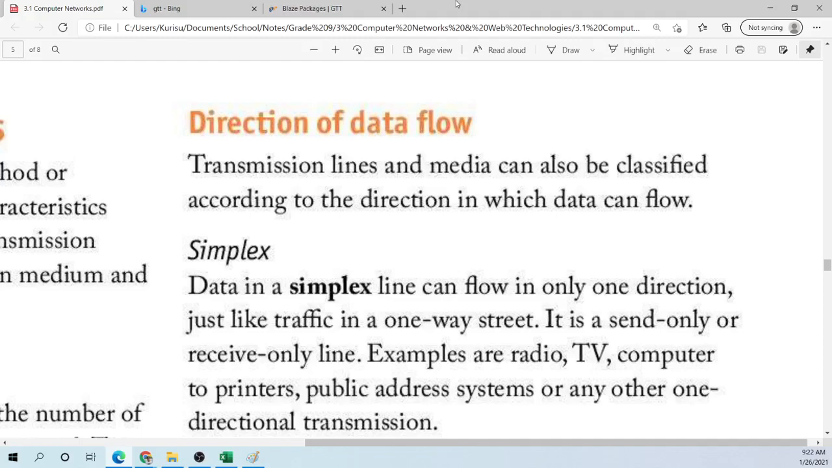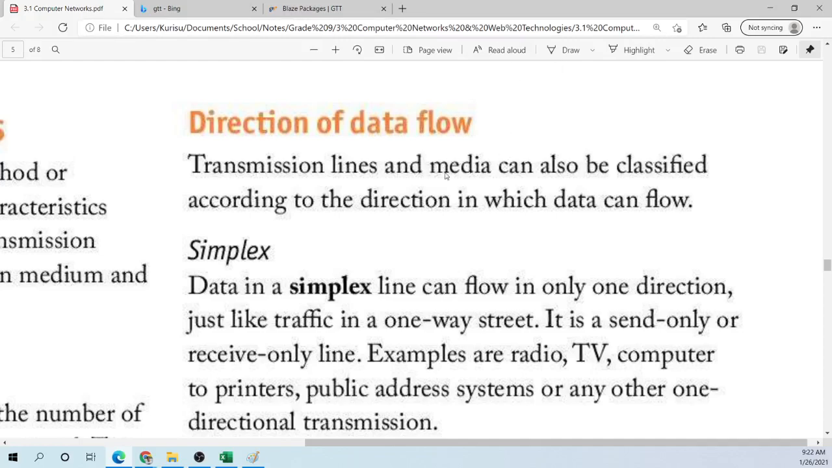Direction of data flow. Transmission lines in media can also be classified according to the direction in which data can flow. Simplex. Data in a simplex line can flow in only one direction, just like traffic in a one-way street. It is a send-only or receive-only line. Examples are radio, TV, computer to printers, public address systems, or any other one-directional transmission.